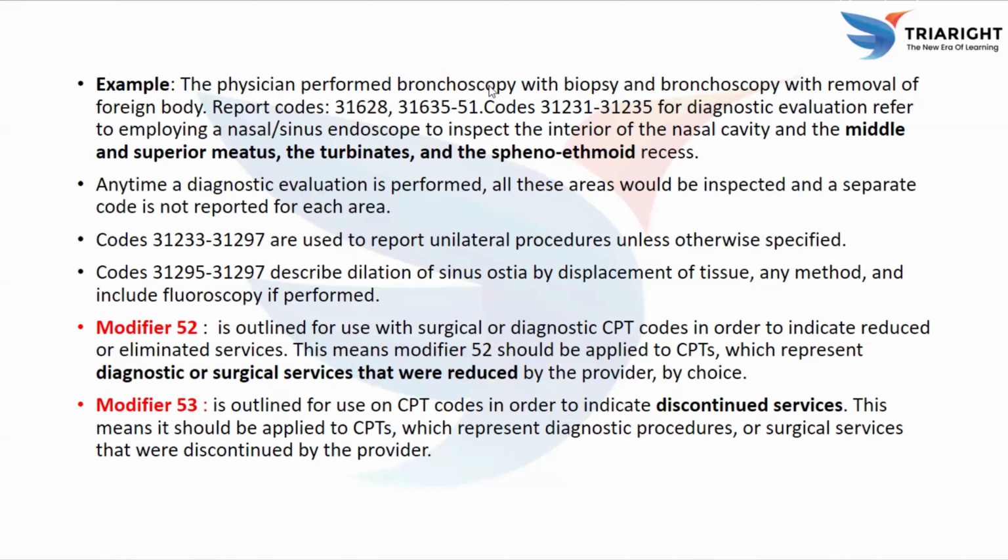Diagnostic nasal endoscopy codes. So what do these codes represent? 31231 to 31235. These codes describe the diagnostic nasal or sinus endoscopy where the provider inspects the nasal cavity, middle and superior meatus, turbinates and sphenoethmoid recess. These areas are automatically included in the diagnostic exam. So do not code each area separately. One diagnostic endoscopy code covers all of these areas.